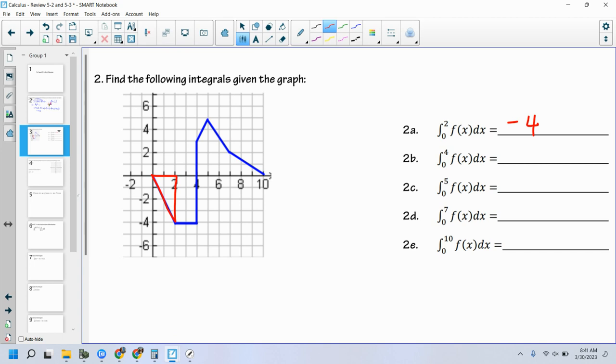Keep it going here. So 0 to 4, looks like I got to add on this rectangle here. Still in the negative direction, though. Rectangle of 2 by 4 units, so negative 12. All said and done? Yeah.